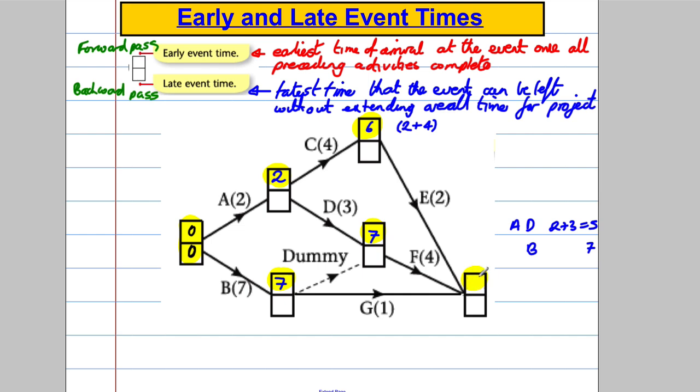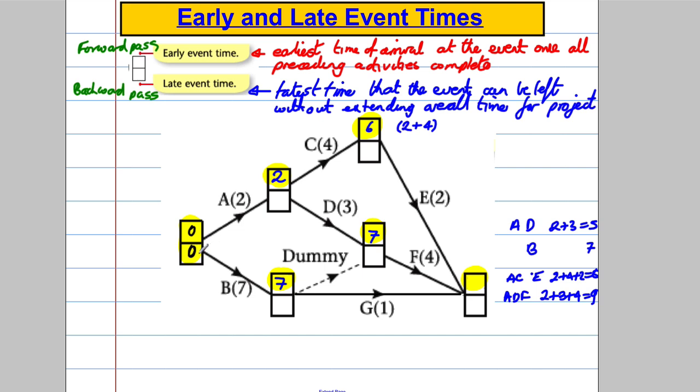Okay, now we've done here, let's go to the last one here. Now let's think, everything must be done to get to this point. So A, C and E must be done. A, C and E would have added 2, 4 and 2, which would be 2 plus 4 plus 2, which is 8. That's one way of getting here. Or A, D and F must be done, which is 2, 3 and 4, so 2 plus 3 plus 4, which is equal to 9.